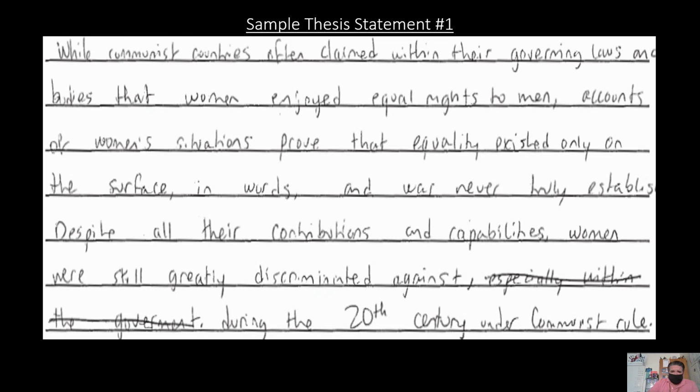While communist countries often claimed within their governing laws and bodies that women enjoyed equal rights to men, accounts of women's situations prove that equality existed only on the surface, in words, and was never wholly established. Despite all their contributions and capabilities, women were still greatly discriminated against during the 20th century under communist rule.